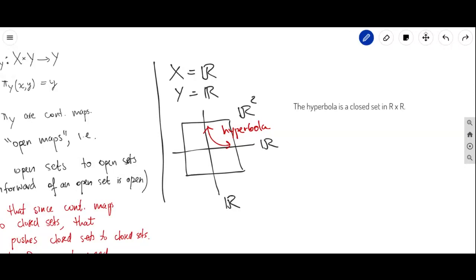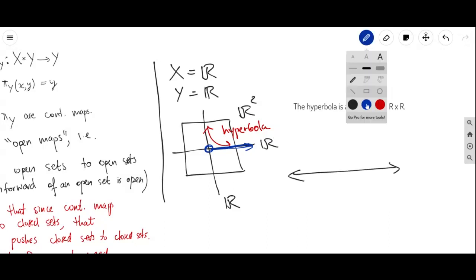Now look what happens when you project, when you drop the shadow down to the R-axis. What do we get? We get all of this, and this end is not being included because the hyperbola is asymptotic to it. Now look at this set. I think you can agree that this is not a closed subset of the real line anymore. It's an open subset of the real line.